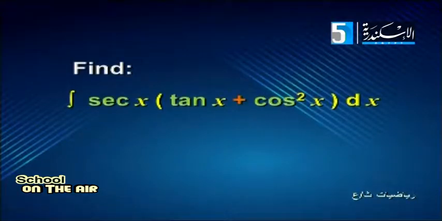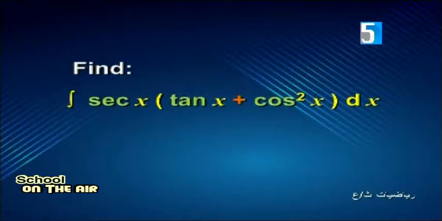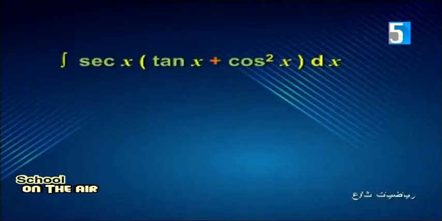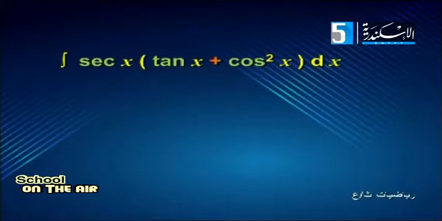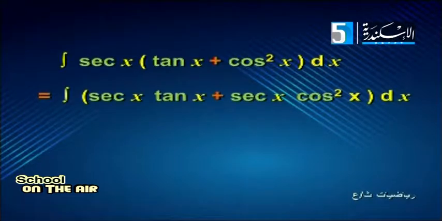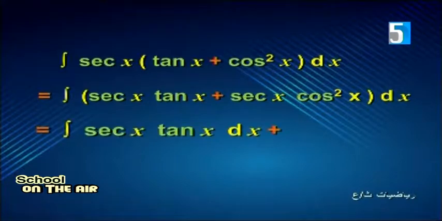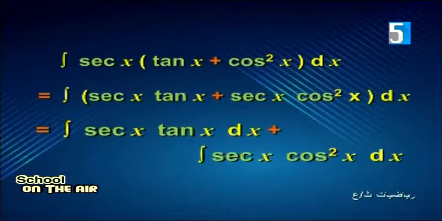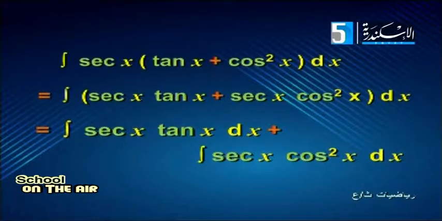Another example. Find integration sec x multiply between two brackets tan x plus cosine power 2x dx. We can distribute: sec x multiply tan x plus sec x multiply cosine power 2x. Then the integration equals integration sec x tan x dx plus integration sec x cosine power 2x dx.